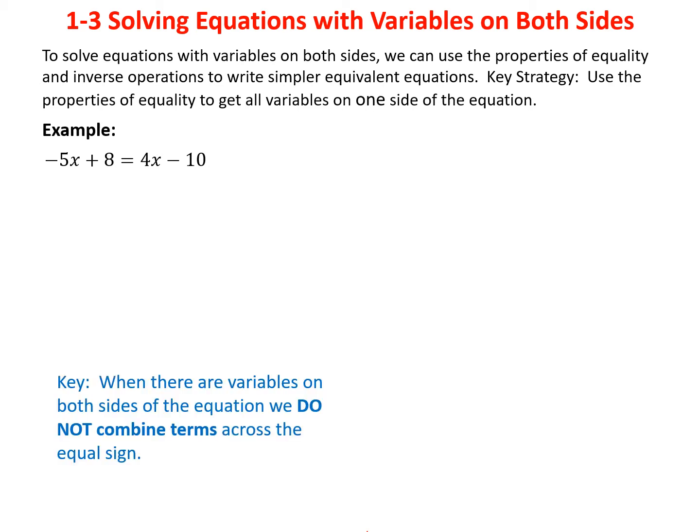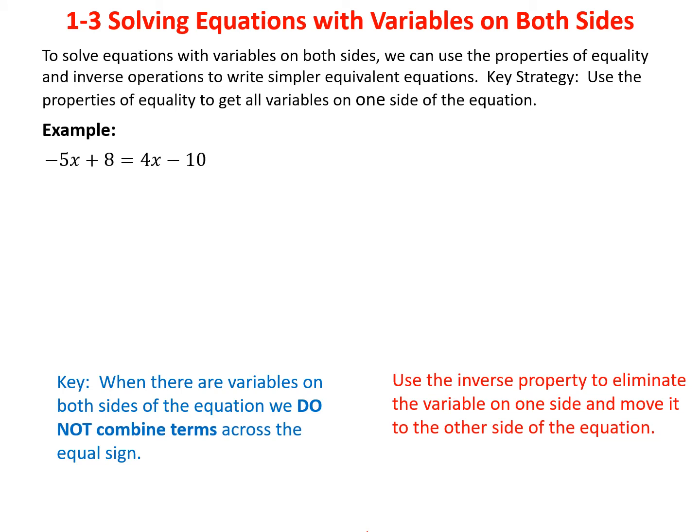side. One thing that students sometimes make a mistake on here: you may remember that when we talked about combining like terms, I emphasized that you can only do it on one side or the other side of the equation, not on both sides. Remember I talked about drawing a wall down the equation. Notice here, if I drew a wall down the equation and the left side has a variable and the right side has a variable, what you absolutely cannot do is say, oh, minus 5x and 4x is minus 1x. You cannot combine terms across the equation. When we do anything across the equation, we have to use the inverse property to eliminate the variable on one side and move it to the other side of the equation. You'll see this as we do it.